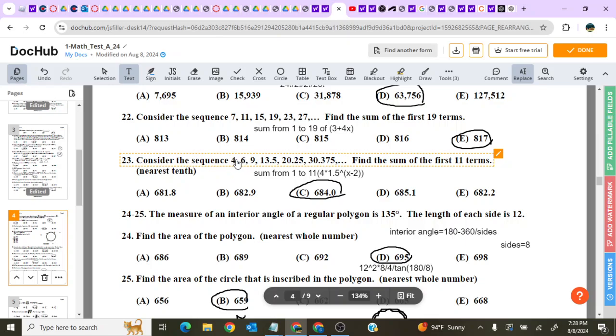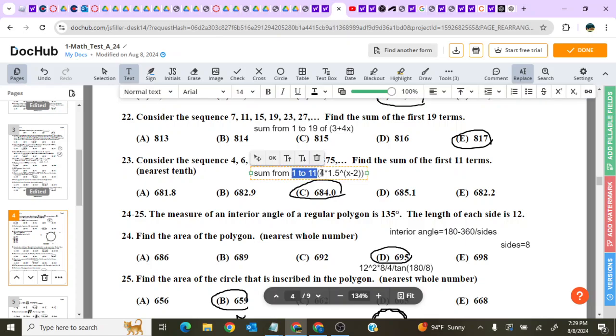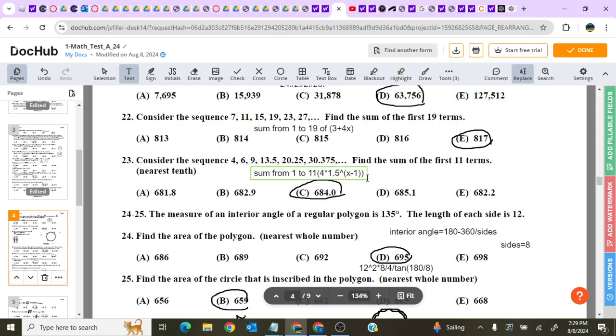This sequence is a little more complicated, but it's not that bad. As you can hopefully see, each number is the previous one multiplied by 1.5. So the sum from 1 to 11 of your original value, 4 times 1.5 to the power of x minus 1, sorry. So the first one will be 4 times 1.5 to the 0, as we want. Do that, you get a value of 684.0.